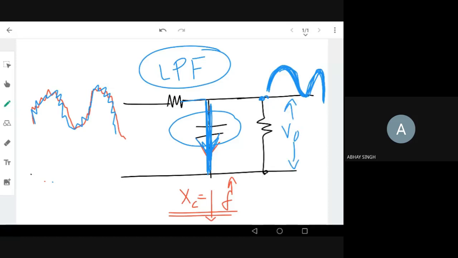It short circuits the high frequency. Likewise, we have a high pass filter, which allows high frequency but doesn't allow low frequency, right? So we will discuss all those things.